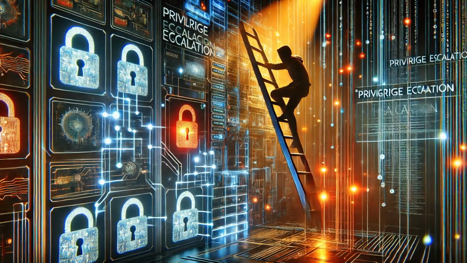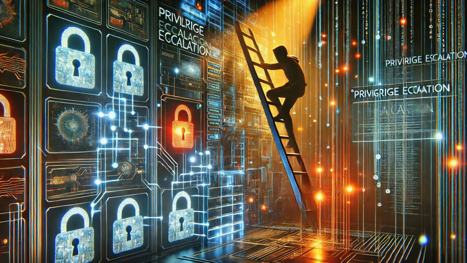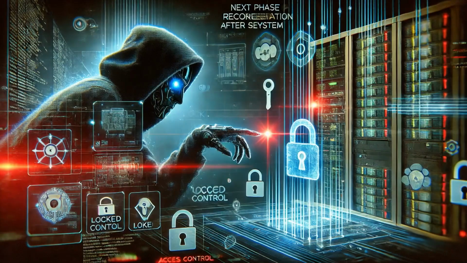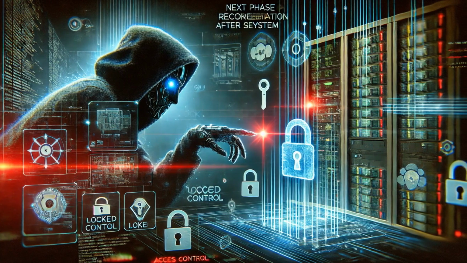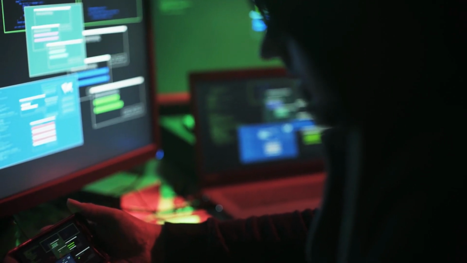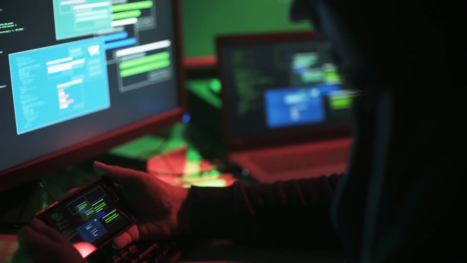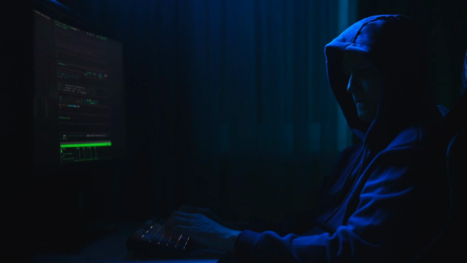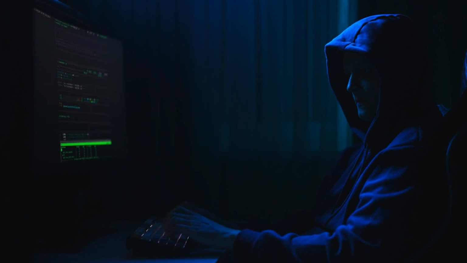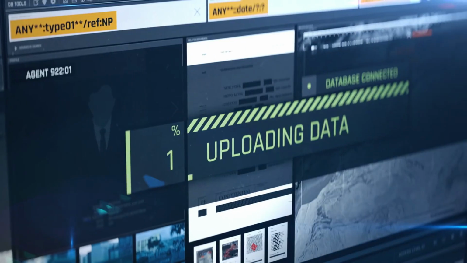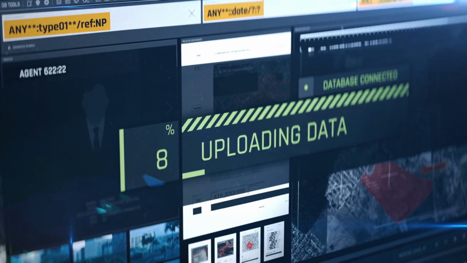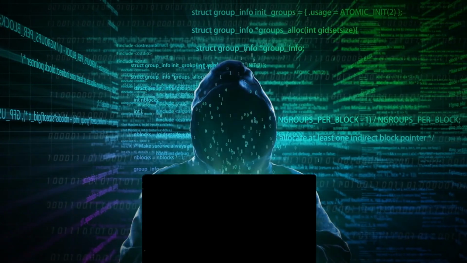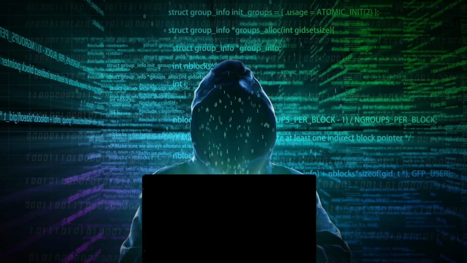Stage number 3, privilege escalation. Gaining control. After reconnaissance, attackers need more control. They escalate their privileges, moving from a low-level user account to an admin-level account, which gives them broader access to systems and data. Low-level access is rarely enough for a successful breach, so attackers search for credentials, misconfigurations, or weaknesses in identity management systems that will help them gain elevated permissions.